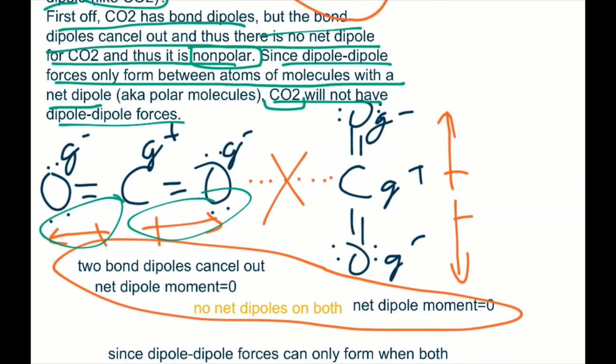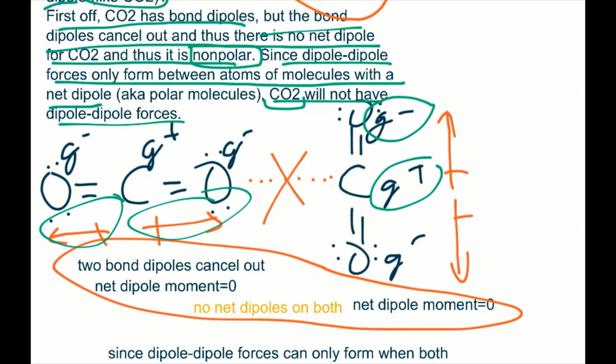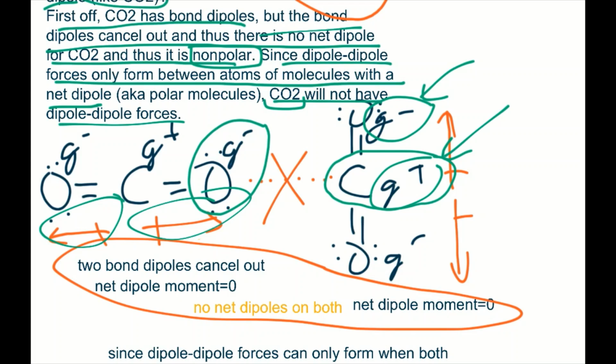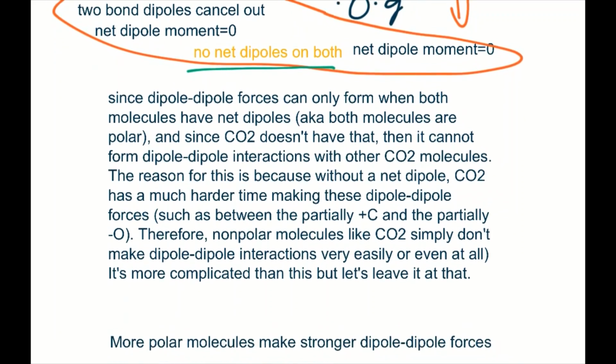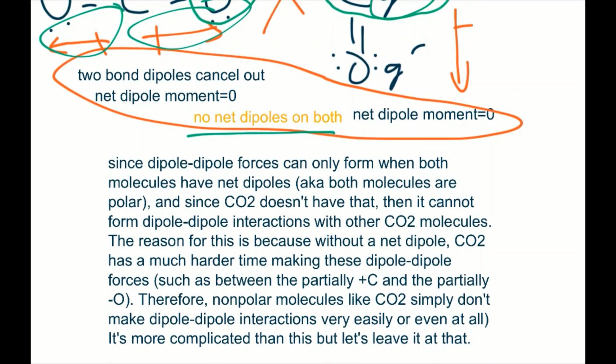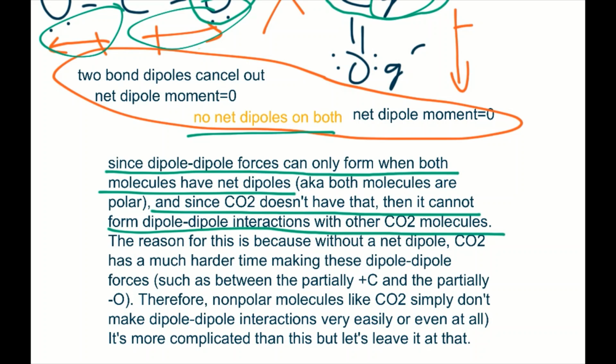Now, you might draw it out and you might say, oh, partially negative, partially positive, high electron density, low electron density. Hey, we might be able to form some dipole-dipole forces here, but no way. You might think that the partially negative oxygen might be attracted to the partially positive carbon, but typically this does not happen because there's no net dipole in either of them. And it's kind of weird, but let's read on. Since dipole-dipole forces can only form when both molecules have net dipoles, and since CO2 doesn't have that, then it cannot form dipole-dipole interactions with other CO2 molecules.